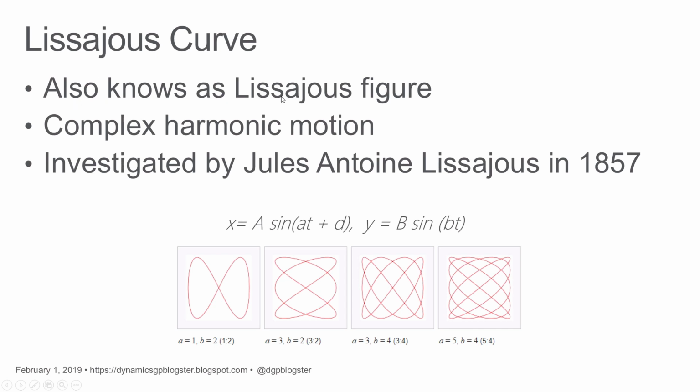It's also known as the Lissajous figure, and as you can imagine, it's a complex harmonic motion in itself, and it was investigated by Jules Antoine Lissajous back in 1857. The bottom line is the parameters for X and Y, which will then determine the motion on the screen, are basically affected by the values of A times the sine of A and by T plus D pattern delta, and we'll see how those are handled within our application itself, but keep that in mind.